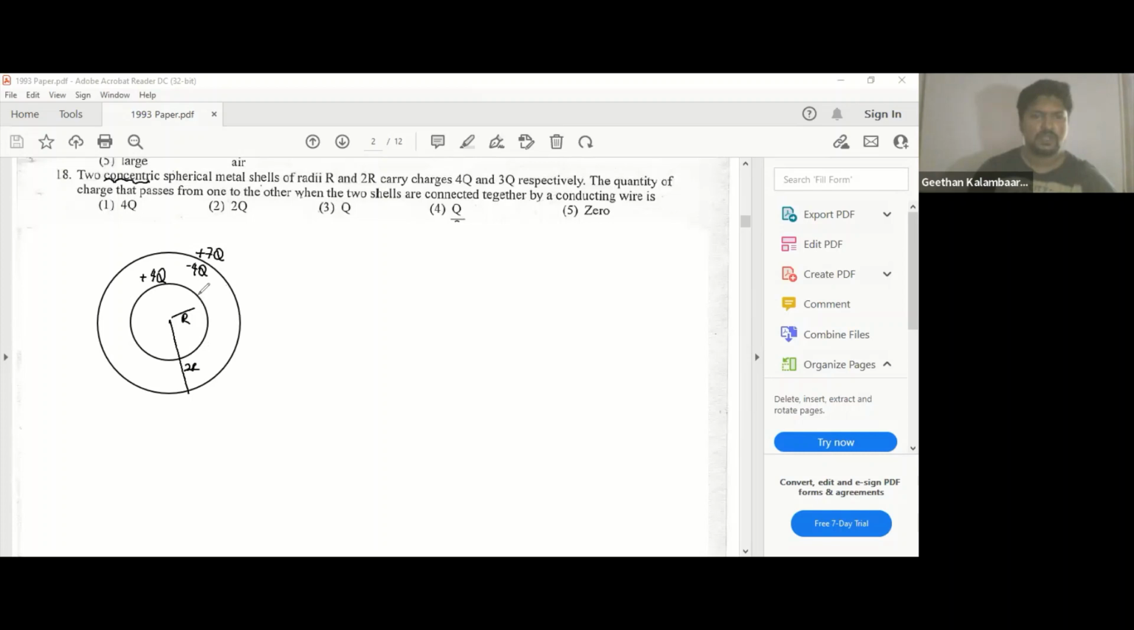So once you connect this to that using a wire, this plus 4q gets cancelled with this minus 4q. So the charge that moves from one to another is the whole charge, which is 4q. 4q is the answer, right? Because we know when electrically connected, concentric spheres don't keep charges inside at all. Anyway, spheres or conductors, they don't keep charges inside, so the whole charge goes out.